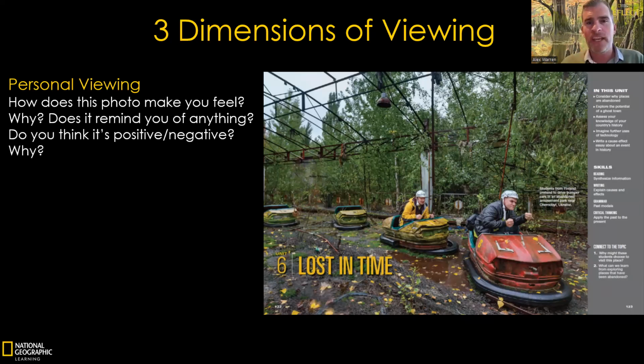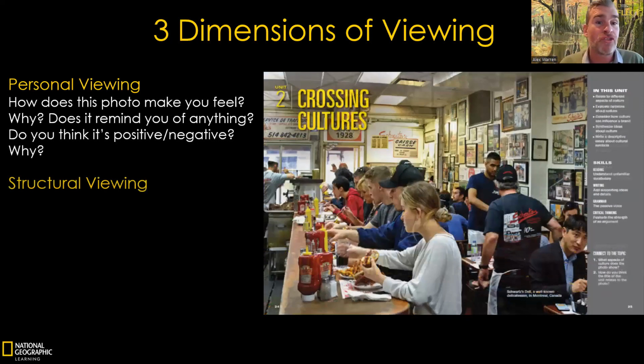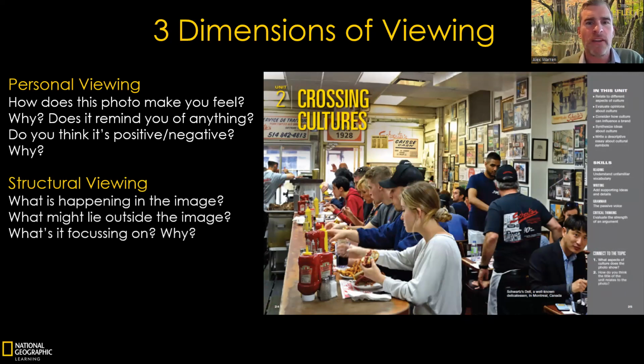The second viewing is probably what we're more familiar with. It's less really about thinking, but I've added it in here anyway. It's the structural viewing or the compositional viewing. So it's looking at the photo and itself. So what is being focused on in the photograph? What might lie outside of the image? What lies beyond it? What's in the foreground? What's in the background? There's more of an analysis in that respect, but equally, you're thinking about, like I say, what might lie outside of it.